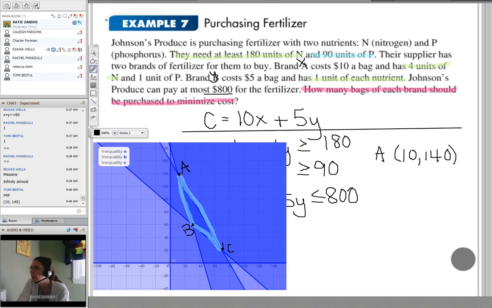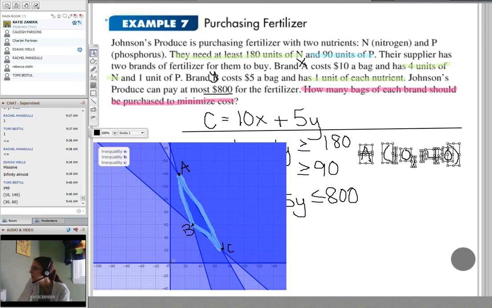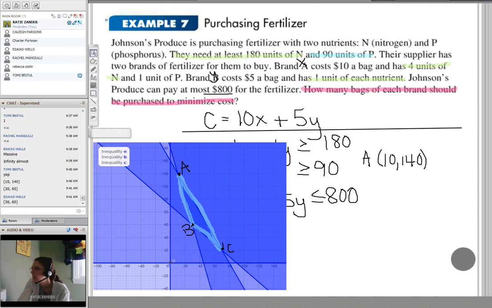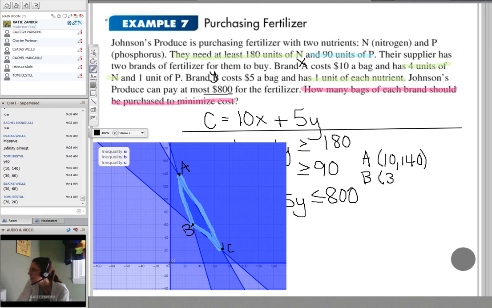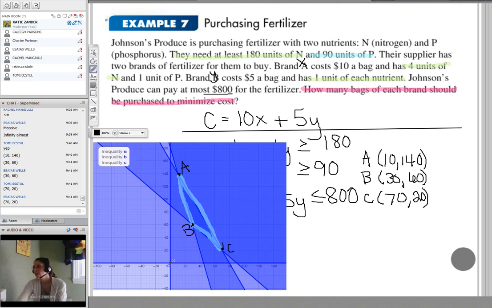Let's check out B next, if anybody can find where B is occurring. Oh no. 3060, okay. I was just trying to move this over. Isaiah is going to confirm that, and then we just need C. $70.20, thanks. All right, so those actually turned out pretty nice for those vertices there of the feasible region.